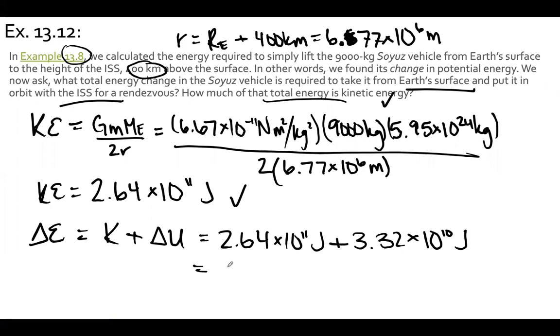So let me put that into my calculator. 2.64 times 10 to the 11th plus 3.32 times 10 to the 10th. So we get our total energy is 3.58 times 10 to the 12th joules. Okay, so this is the total energy required for this vehicle to move from Earth's surface to the ISS.